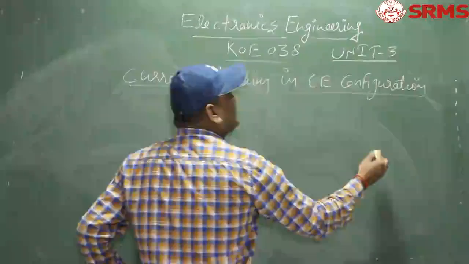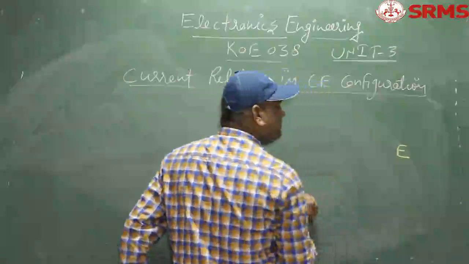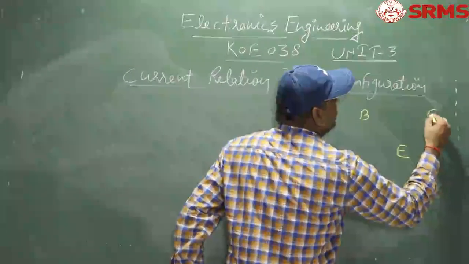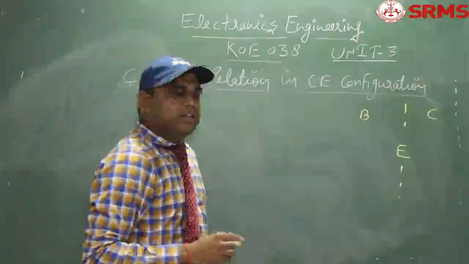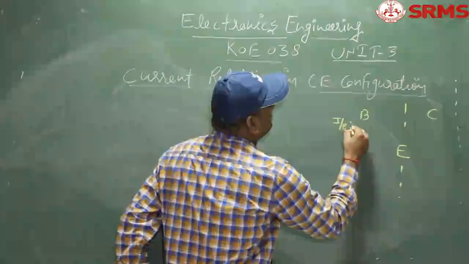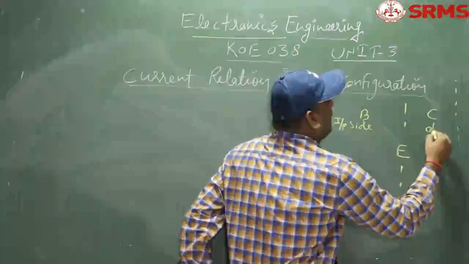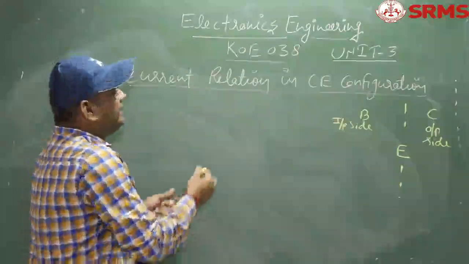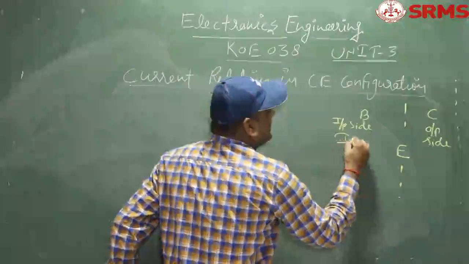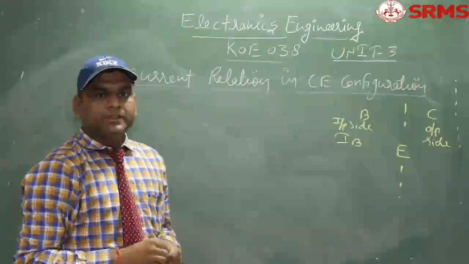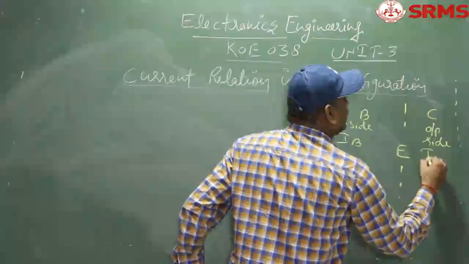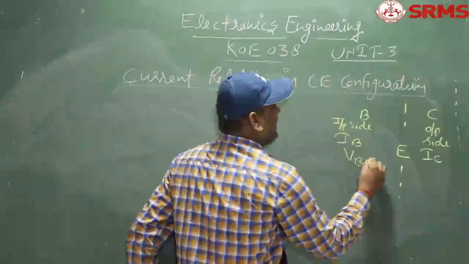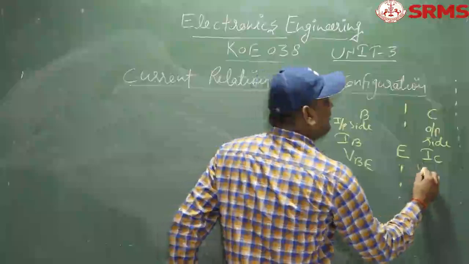As far as common emitter is concerned, the emitter is common for the base as well as for the collector. So here, this is base and this is collector, and emitter is made common. So this is your input side and this is our output side. If anybody asks you what is the input current in the CE configuration, the input current is IB. What is the output current? Output current is IC. What is your input voltage? Input voltage is VBE, base to emitter voltage. Output voltage VCE.